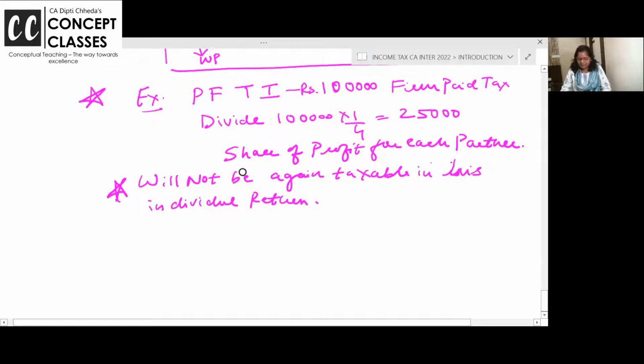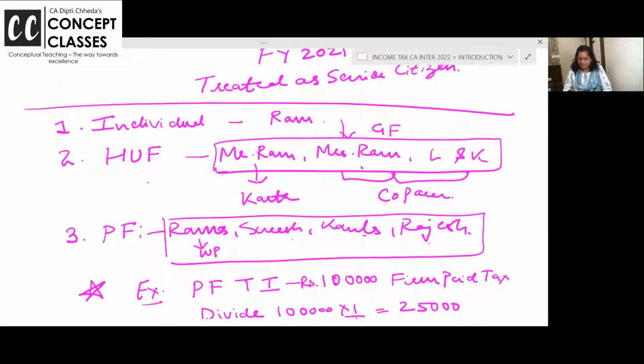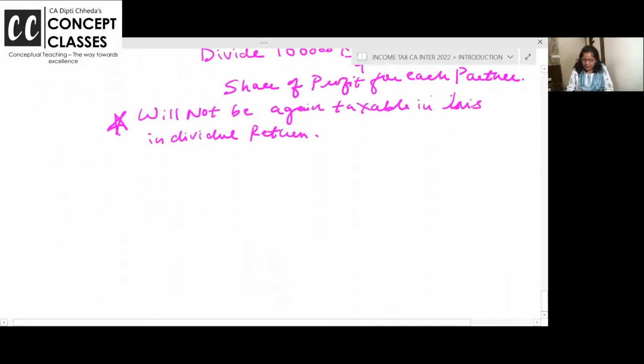Next entity. How many have we completed? Individual, HUF, partnership firm. Then comes company.